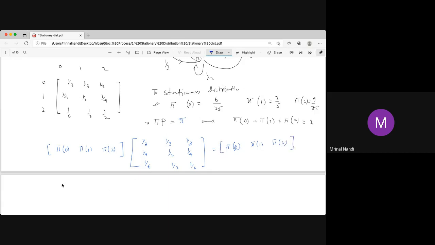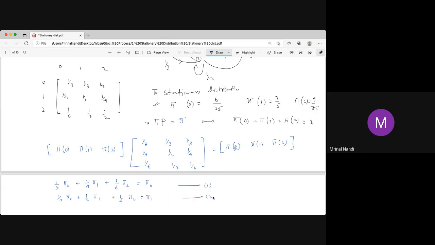Three equations are there. So 1/3 pi 0 plus 1/4 pi 1, then 1/6 pi 2 is equal to pi 0. Number one equation, equation number 1. Equation number 2, 1/3 pi 0 plus half pi 1 plus 1/4 pi 2 is equal to pi 1.